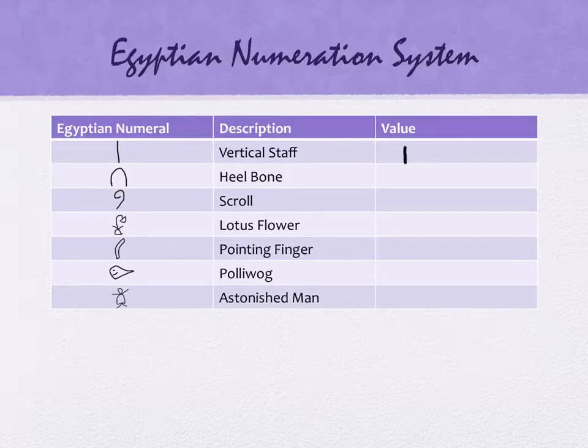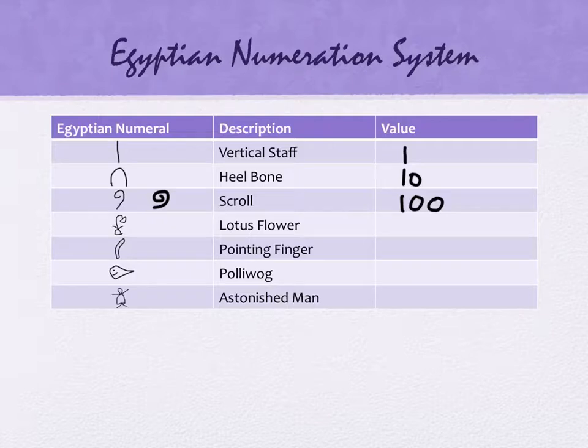The second one is called a heel bone, which kind of looks like the heel of your foot, and it has a value of 10. The third one is called a scroll. It kind of looks like a number 9. It's a little more loopy when you see it drawn sometimes, where it scrolls more around. It has a value of 100.